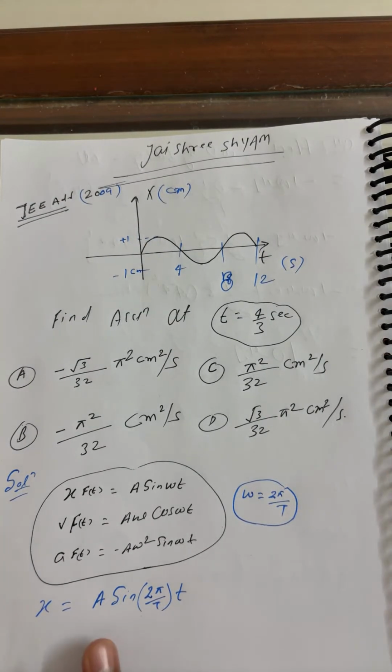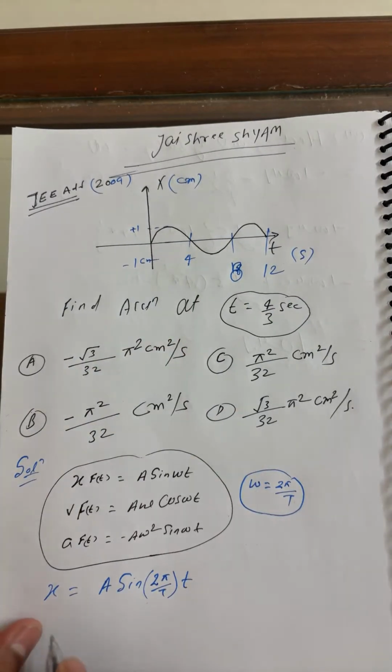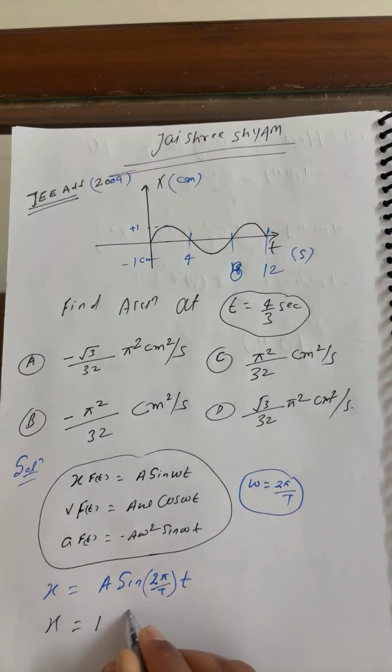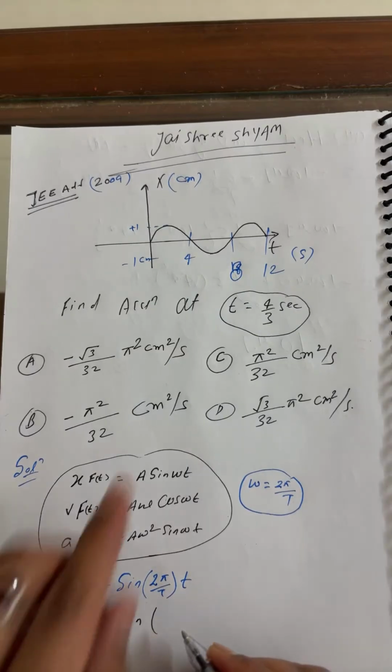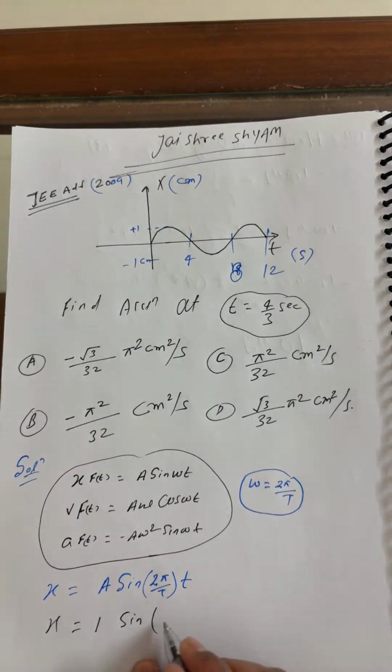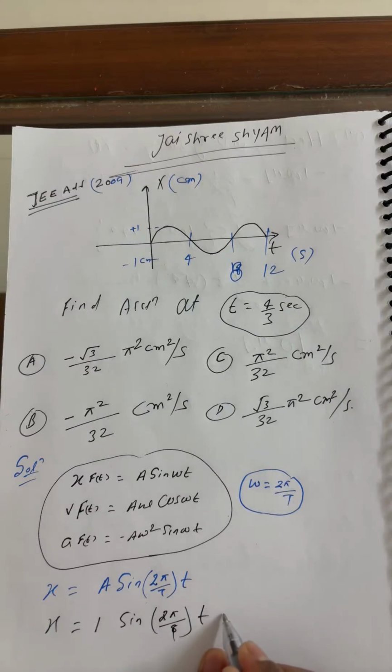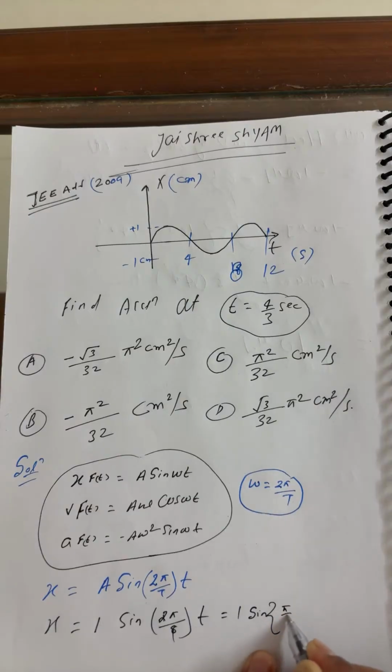So here A equals 1. So x equals 1 into sin of 2 pi by T into t. The time period here is 8 seconds. So this is 2 pi by 8 into t, which simplifies to 1 into sin of pi by 4 into t. Pi by 4 is 45 degrees, which is nothing but 1 by root 2. So we will get the displacement here.